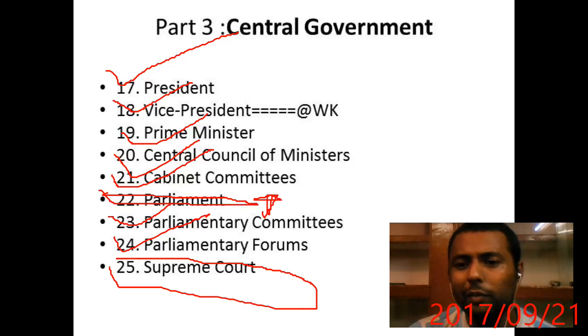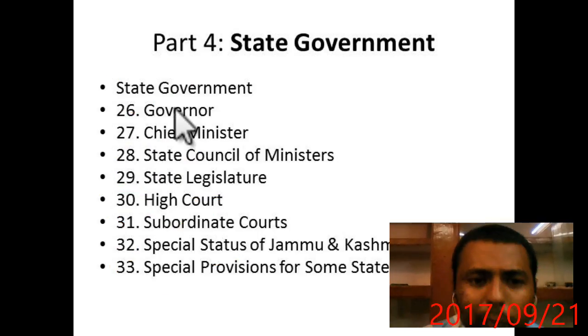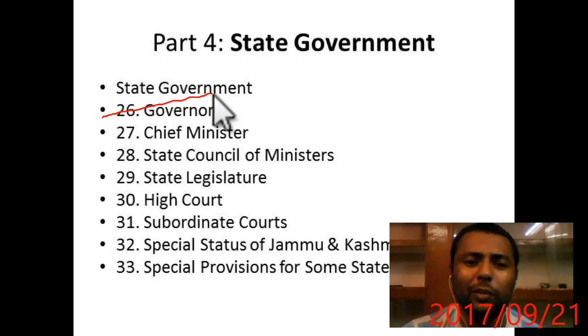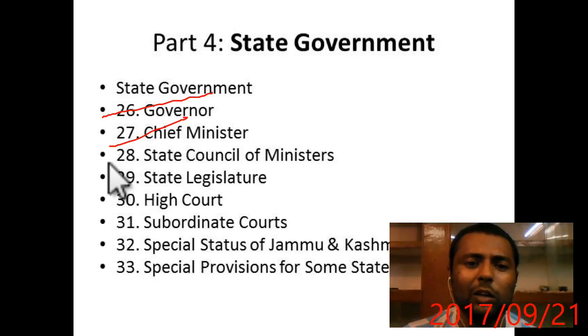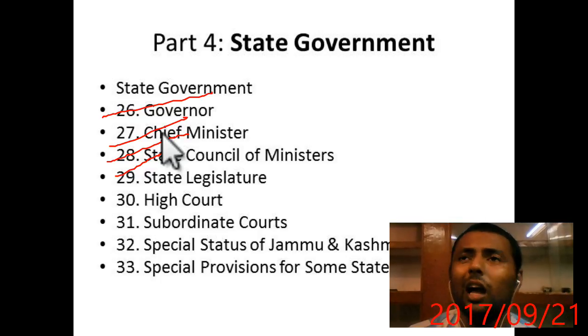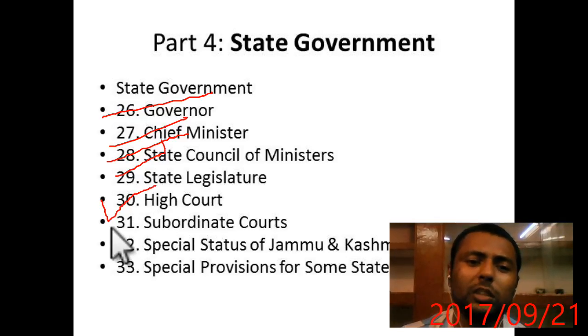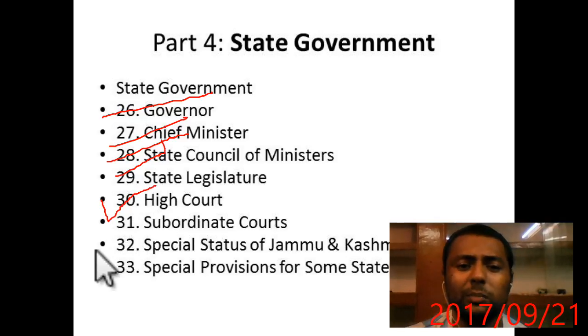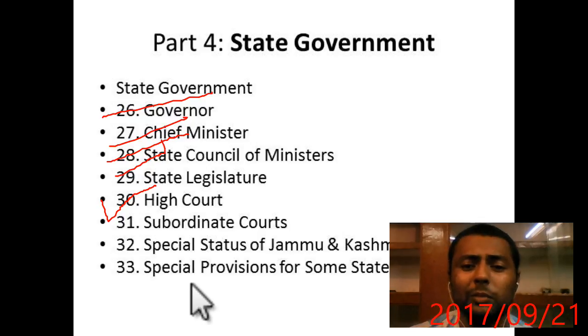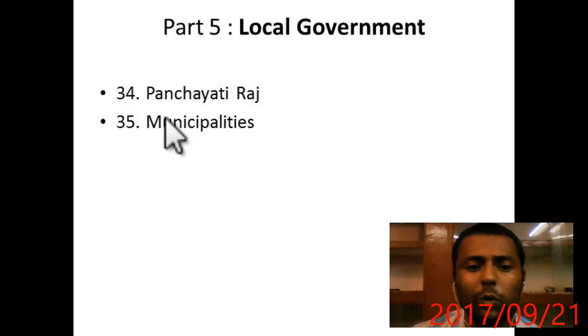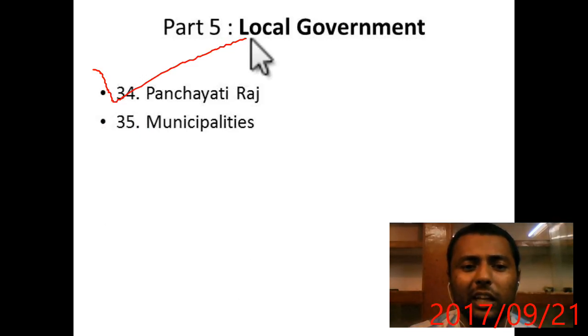After that, we will move to our next slide, that is state government. Governor, read the important provisions. CM, ignore. Council of Ministers, ignore. State legislature, just remember there are 7 states where there is a bicameral legislature. Rest you can ignore. High Court, read it. Subordinate Courts, ignore. Special status of Jammu and Kashmir, ignore. Special provisions of some states, ignore. Local government, Panchayati Raj, read it cordially.